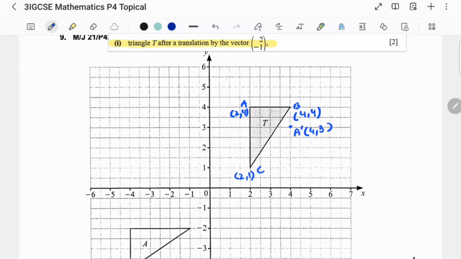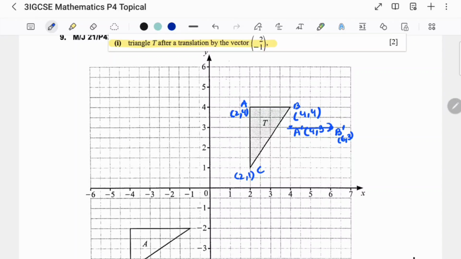You can see that it is 1 and 2, and then minus 1, it's coming at this place. Okay, now the second point is 4 and 4. 4 plus 2 is equal to 6 and 4 minus 1 is 3. So 6 and 3 will be the next one. So that is B, which is 6, 3. So they are the 2 points.